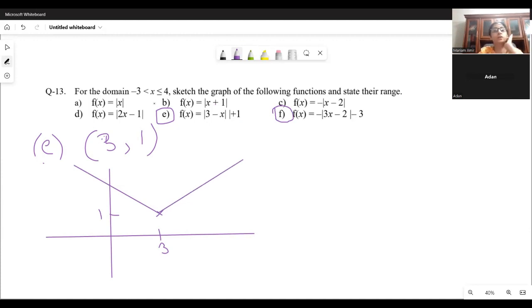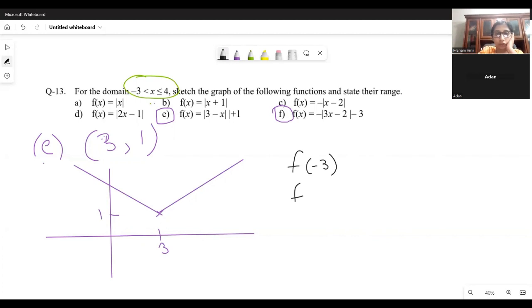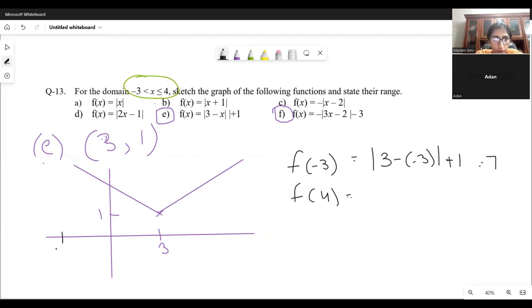Okay, now the given domain is between -1 and 4. So, sorry, -3 and 4. So when x is -3 and when x is 4, what are the values of the function? 3 minus -3 plus 1. 7 आ रही है मैम. 7. So when x is -3, somewhere over here, y is 7. So यहाँ पे 7.